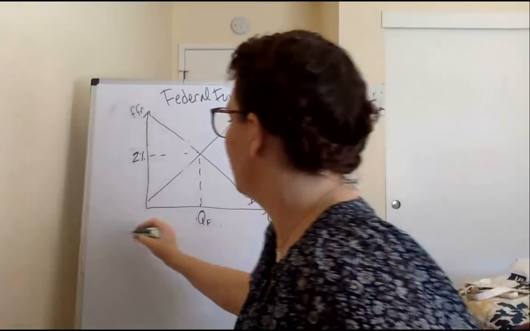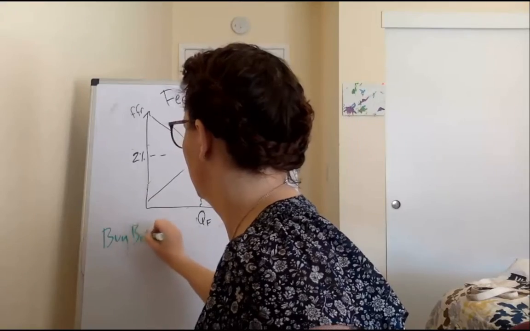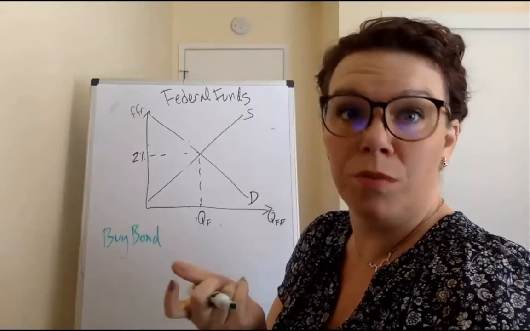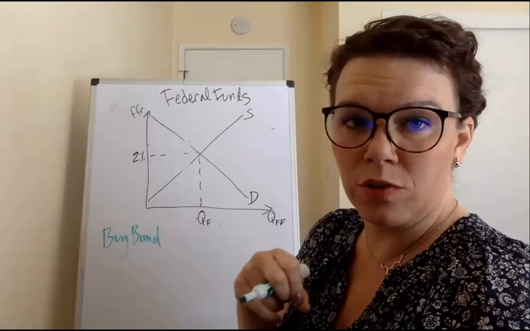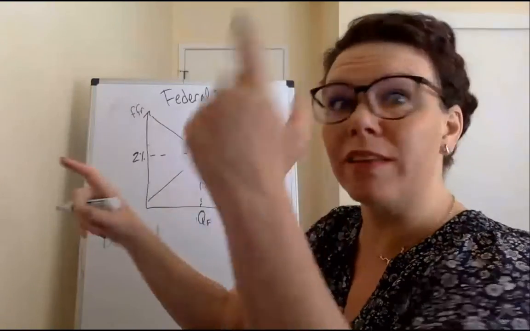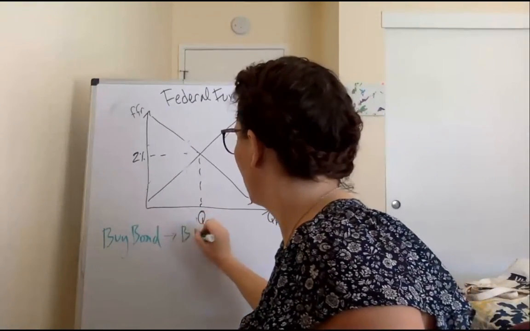So in that case, what we would do is we'd see the Fed buy bonds. Take those bonds that are not loanable out of bank reserves and give them cash. Because that's what happens when you buy something, right? You're trading cash for something that's not cash. So if they buy bonds, that means banks will hold more cash reserves.